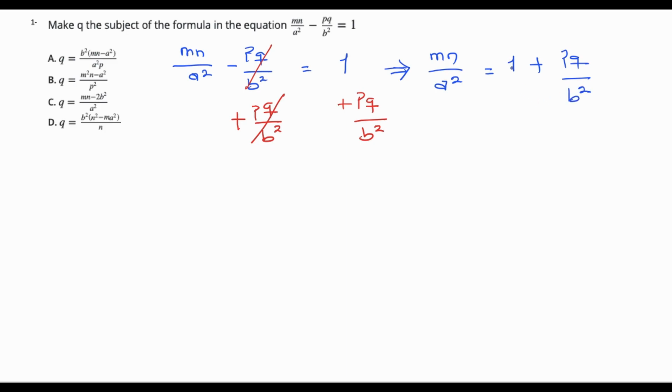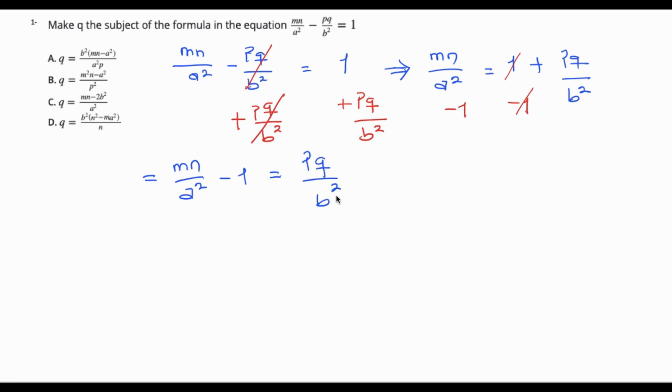So we want to get rid of this 1 and move it to this side. And to do that, we subtract 1 from both sides of our equation. If we do that, this 1 cancels out this 1, and we have mn over a squared minus 1 on this side. We have mn over a squared minus 1 equals pq over b squared. So the next thing we want to do is to get rid of p and b squared and leave q by itself on this side of the equation.